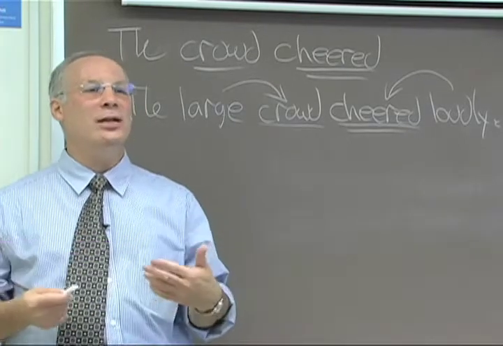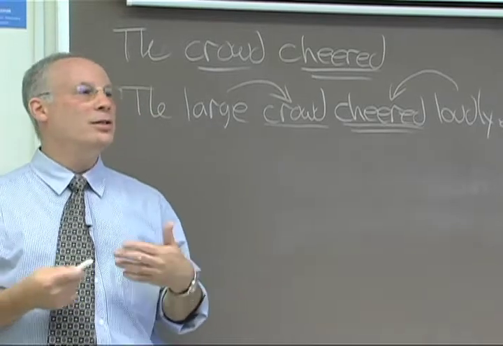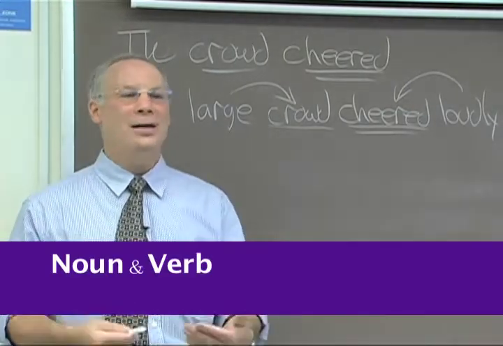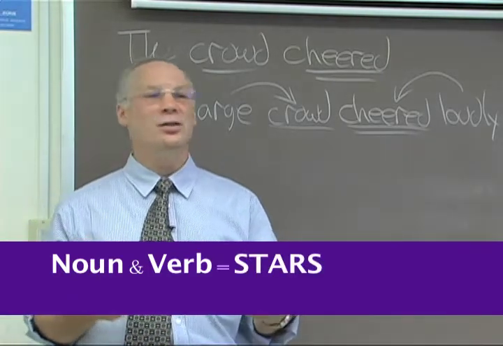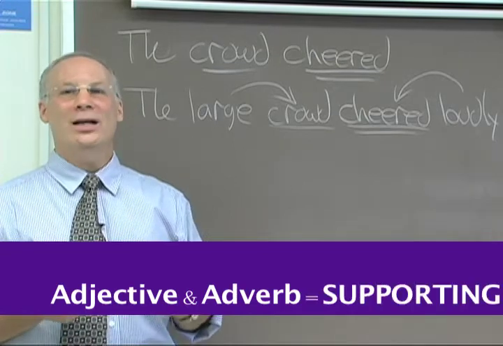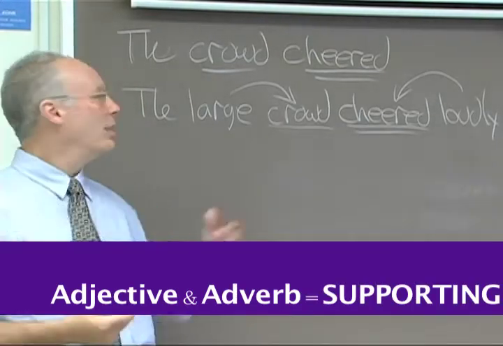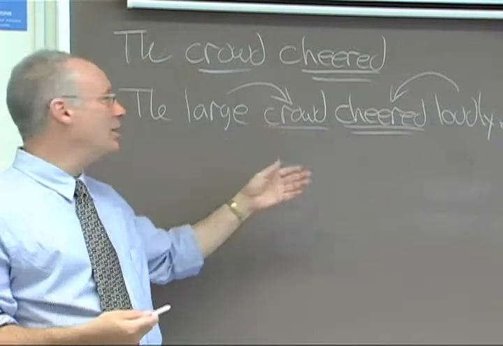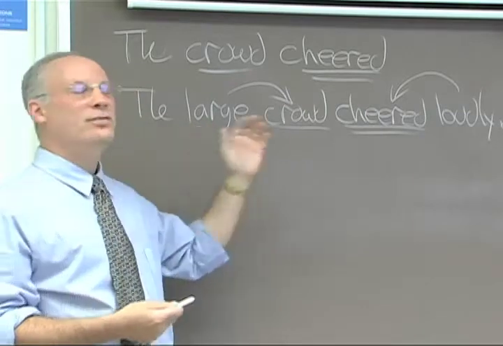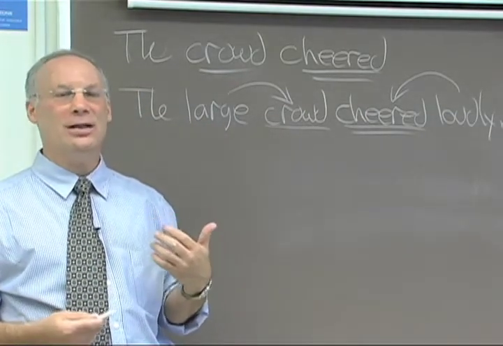If you think of the sentence like a Hollywood movie, you can think of the subject, which is going to be a noun, and the verb as the stars of the sentence. The adjective and adverb are supporting cast. You can usually remove them from the sentence and still keep the sentence intact. You just have "the crowd cheered." Adjectives and adverbs tend to be add-ons in the sentence. They're not the essential ingredients.